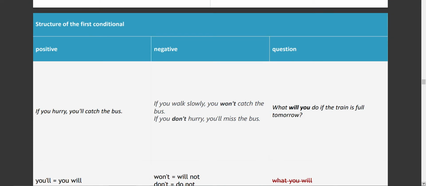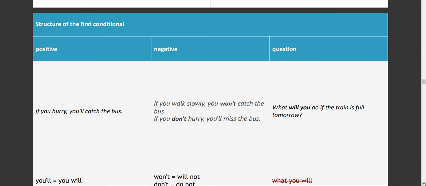Okay. Now let's come to more details about the structure of the first conditional, على العبارة الشرطية الأولى. Details أكثر. Let's say in many cases في حالات كثيرة: positive حالة إثبات, negative في حالة النفي, and then في حالة question. Let's come to the first case, which is positive في حالة الإثبات. If you hurry, you will catch the bus. If you hurry, you will catch the bus. هاي في حالة الإثبات.